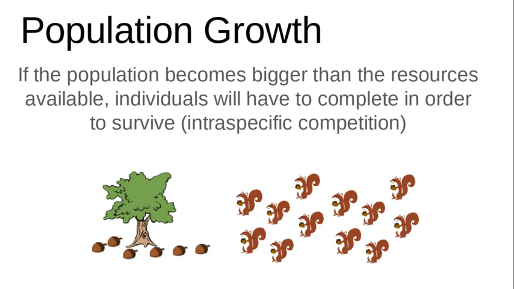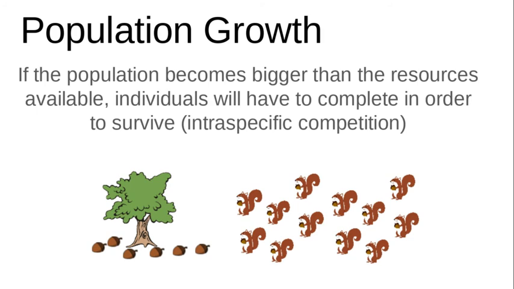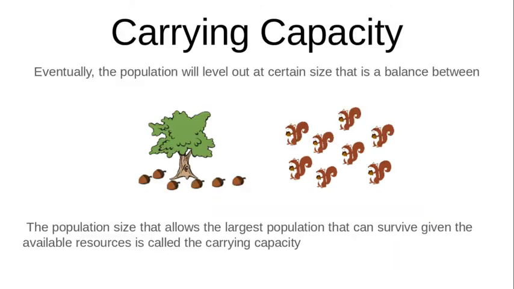If the population becomes bigger, then individuals will have to compete for the available resources in order to survive. So now there's going to be a big competition between the same species for this food. That's intraspecific competition. Squirrels are going to compete against other squirrels. Eventually, the population will level out at a certain size where a balance begins. There's going to be a balance between the population size and what resources are available. That is called carrying capacity.